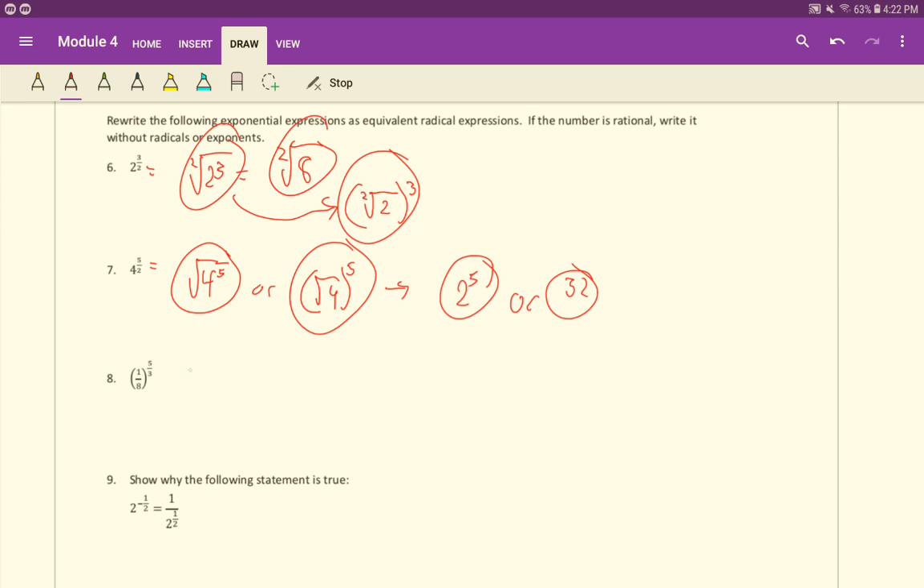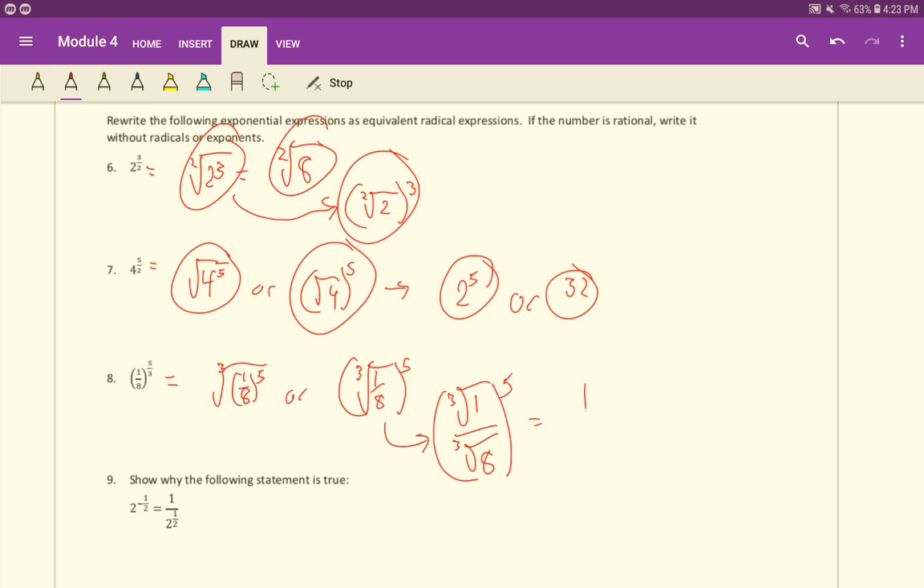Okay, finally 1/8 here. We can do that as the cube root of 1 over 8 to the 5th, like that. Or, again, we can flip around and do the cube root of 1 over 8, to the 5th. Now, this also we can simplify further. When you cube root 1/8, it's like doing the cube root of 1 over the cube root of 8, and that's still to the 5th power. What's the cube root of 1? It's 1.